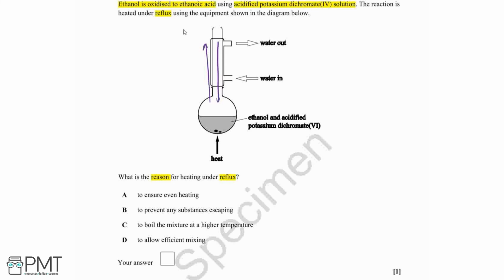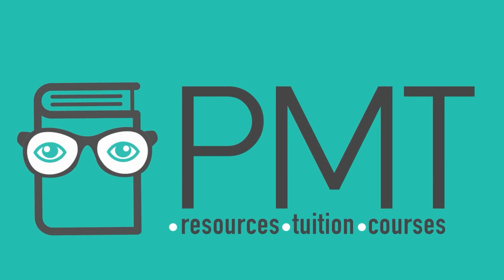And as we know, with primary alcohols, we could also produce an aldehyde from our oxidation reaction. So if we don't get the condensation of these vapours, if they don't fall back down into this flask here, we won't get the continual reaction, which then goes from the aldehyde to our carboxylic acid here. Therefore, the reason that we need to heat under reflux is to prevent any substances escaping, to prevent any vapours leaving the mixture, and therefore allowing us to continue the reaction to completion. So the answer is option B, and that's how you answer this question.